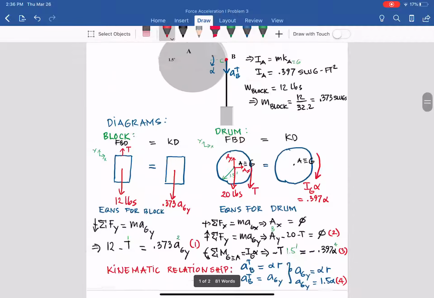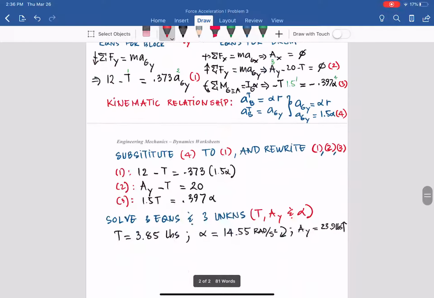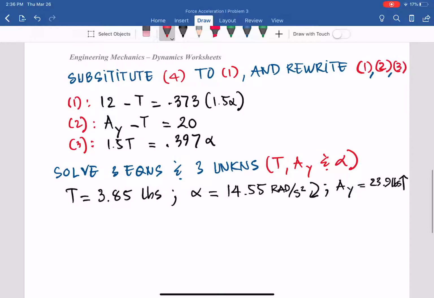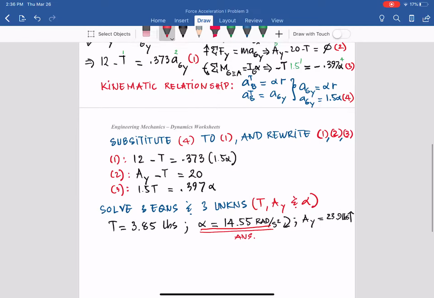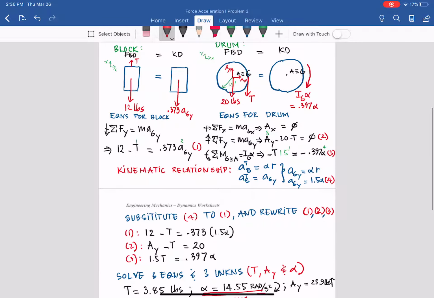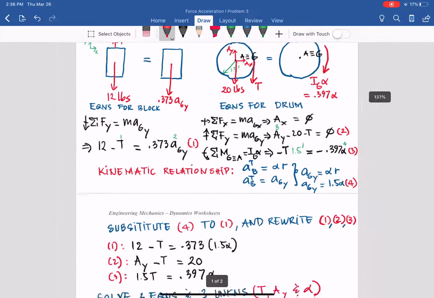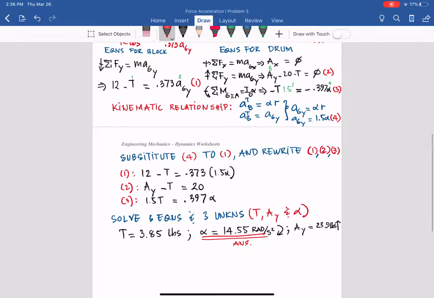So from that, as you can see, the answer they ask for in this case is the angular acceleration of the drum, so that should be the answer. And for the next video, I'm going to show you what if the 12 pound block is removed and there is really only a force of 12 pounds, whether the alpha is changing and how it's changing. With that, move to the next video for this part.